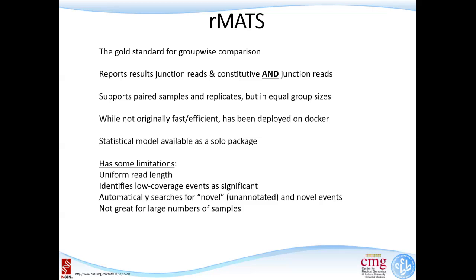Some advantage as well as a disadvantage is that it automatically searches for unannotated events, and you can request that it search for novel events. So it's widely known that much of the annotation that we have in GTF files available to us for even the human transcriptome is incomplete. And individual RNA sequencing experiments may indicate that transcripts exist that have never been documented before. If you analyze multiple samples with RMATS, it will pool together all of these novel transcripts and quantify them.